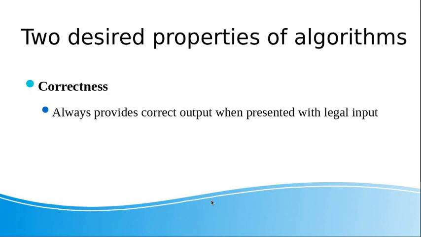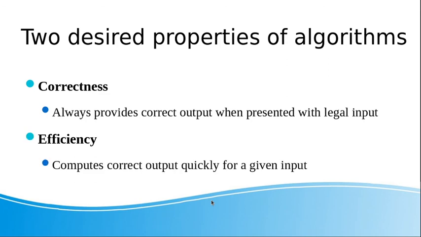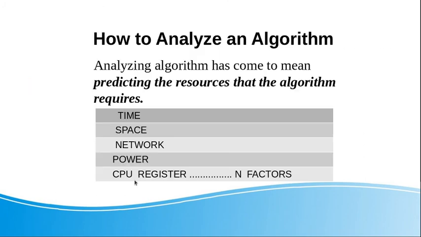So what are the two desired properties of an algorithm? One is correctness of the algorithm: it always provides the correct output when presented with legal input. The other is efficiency of the algorithm: it computes the correct output quickly for a given input. And how are we going to analyze an algorithm? Analyzing an algorithm means predicting the resources that the algorithm requires in order to execute.